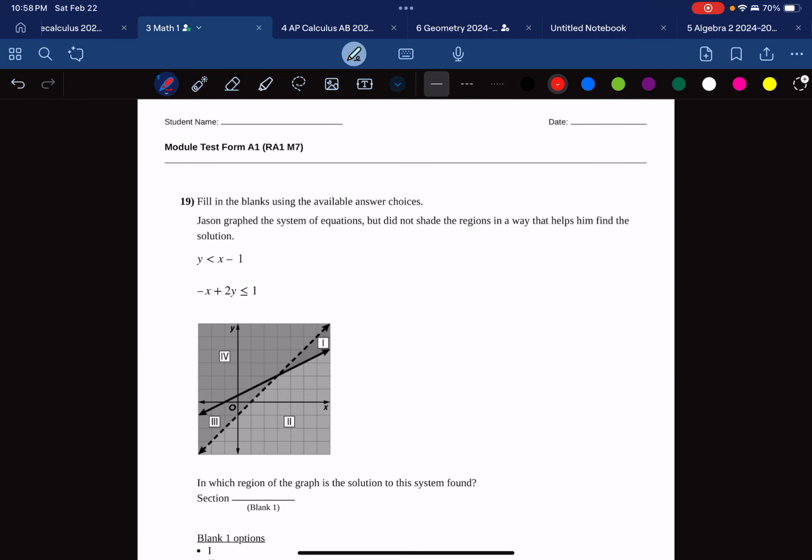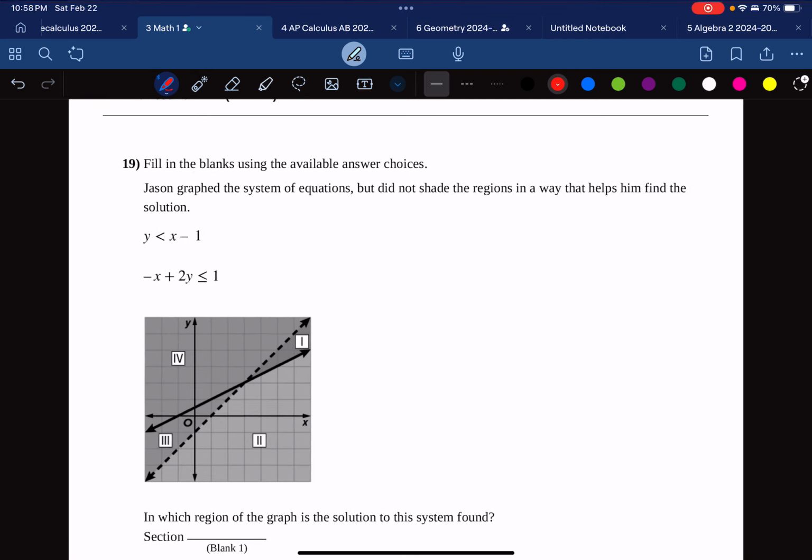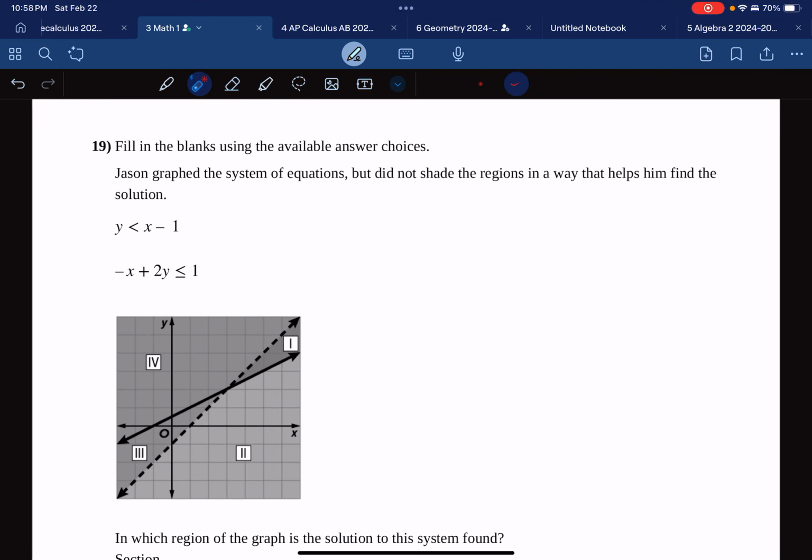Number 19, fill in the blanks. Okay, Jason graphed the system of equations but did not shade the region in a way that helps him find the solution. Jason, why do we have to fix your work? Okay, so those are the two equations, and we just need to figure out which one of these 4 pieces is going to be shaded in, and we don't know which one.